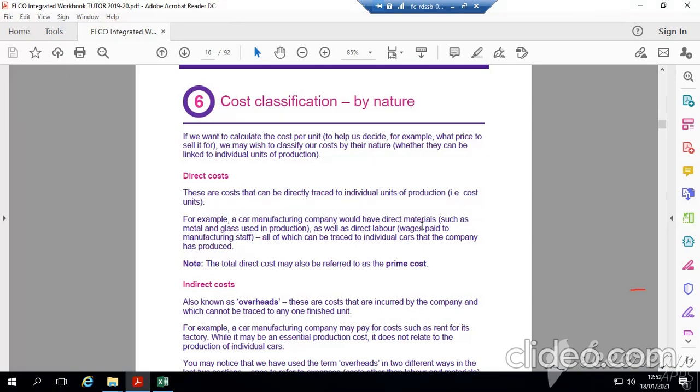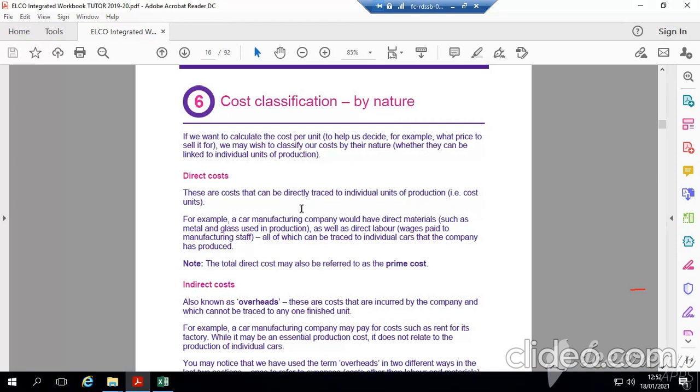If we look at it by element, we have material, labor, and overhead. So by nature, it asks which of these three costs is direct cost and which one is indirect cost. So basically cost of material and cost of labor is direct cost. Overhead is indirect cost. Okay, overhead is indirect cost.